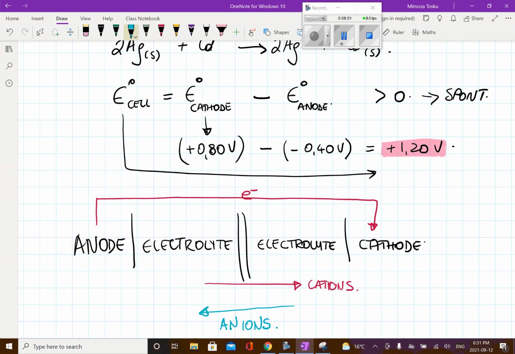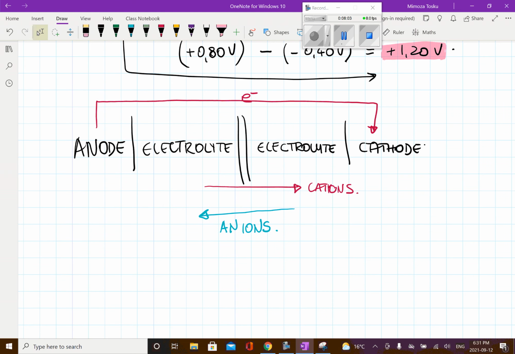And the electric potential of the cell, you will use the table, is whatever is the electric potential of the cathode minus the electric potential of the anode.